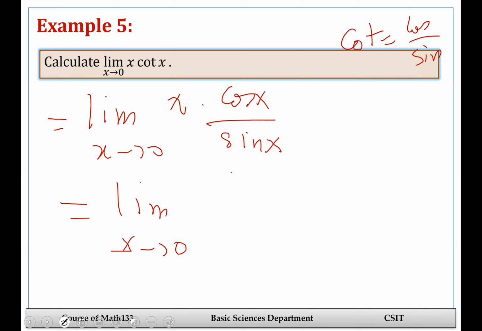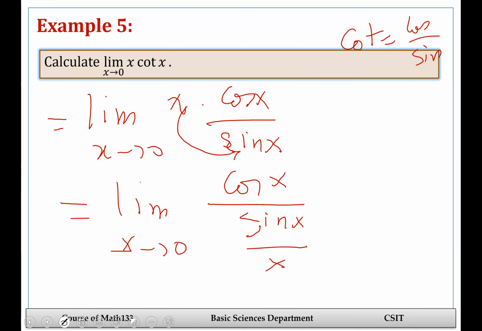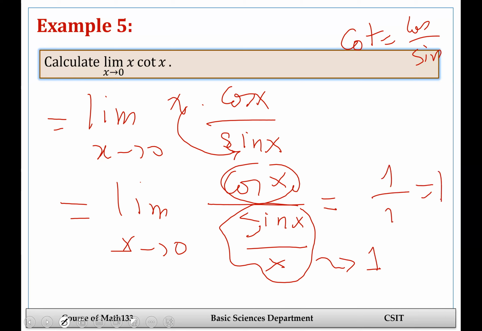x approaches 0, cosine x over sine x, and this x comes in the denominator here, so over x. This limit is approaching 1. And this, when x approaches 0, is also 1. So it's 1 over 1 equal to 1. And that's the answer for this.